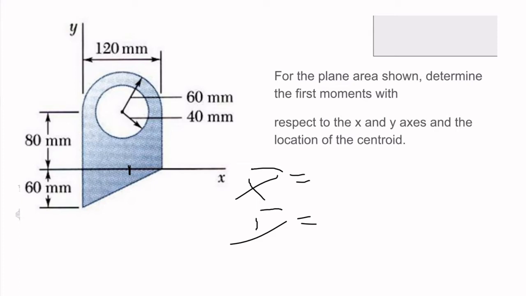So our x bar is this, our y bar is this, if our centroid's located here. It's not actually located there, but anyways. So, my bad.